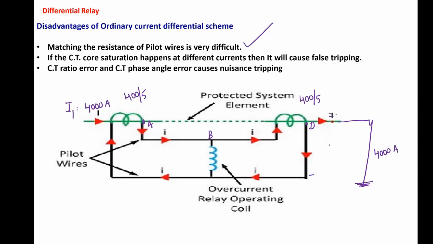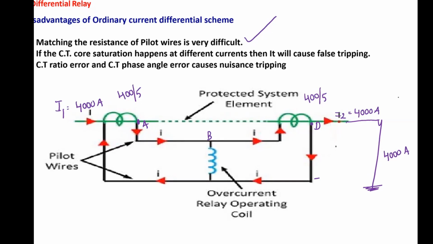I2 current is also 4000 in this case. Suppose my CT1 is not saturating, because what is the rated current? It is 400. It is 10 times this rated current which is flowing. This CT is not saturating. It is properly converting this. So for 400, 5 ampere will flow. For 4000, how much current will flow? 50 ampere current will flow in this direction.